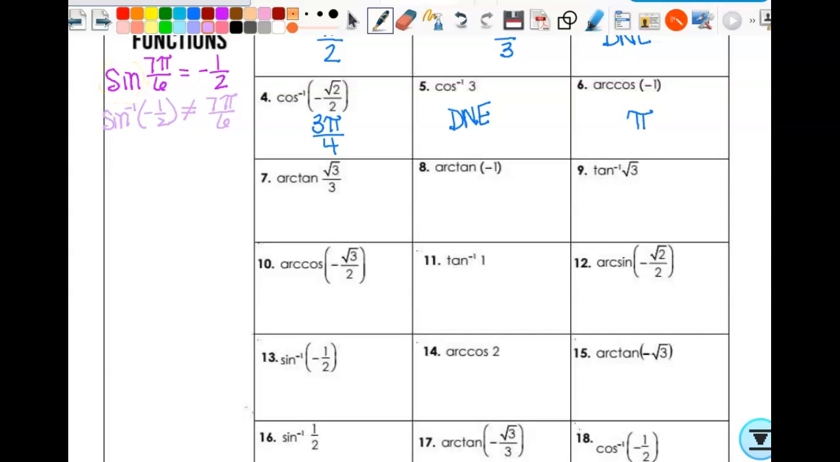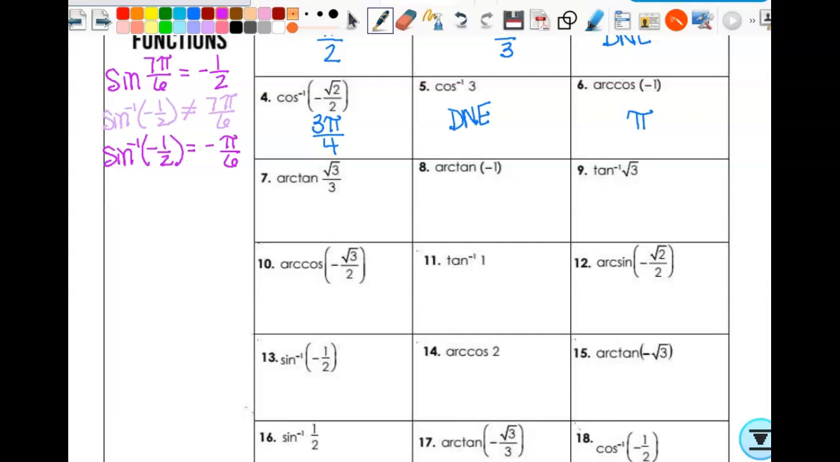Am I allowed to give answers that are in the third quadrant? No, I can only give answers that are in the first and the fourth quadrant, right? And if my sine value is negative, would I be in the first or the fourth quadrant? Which one? Fourth. If the sine is negative, I'm in the fourth quadrant. So that means that the sine inverse of negative 1/2 actually equals, and even though I'm in the fourth quadrant, it's not 11 pi 6 because I can only go from negative pi halves to pi halves. It would be negative pi 6.